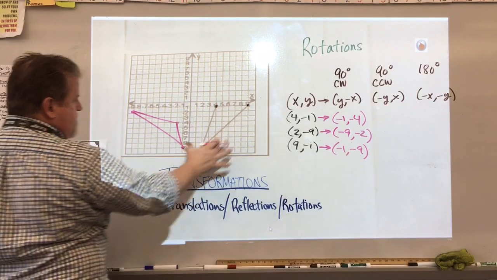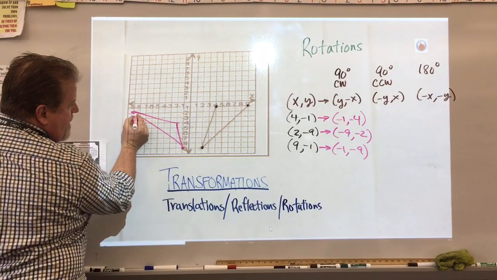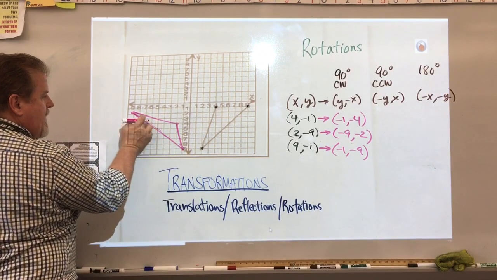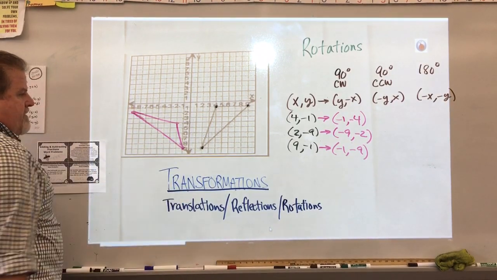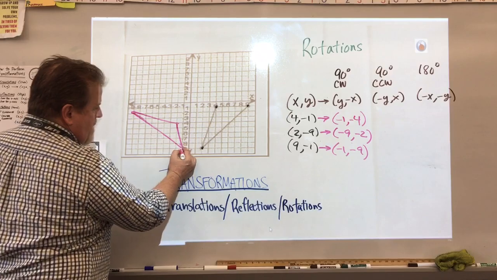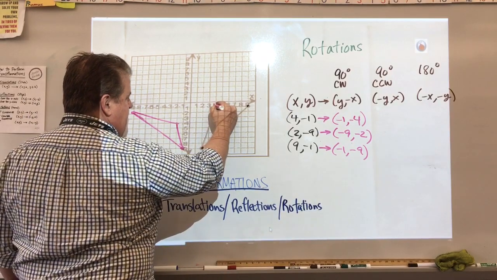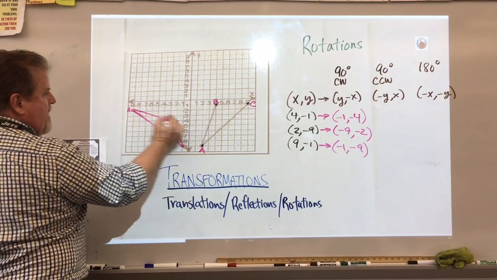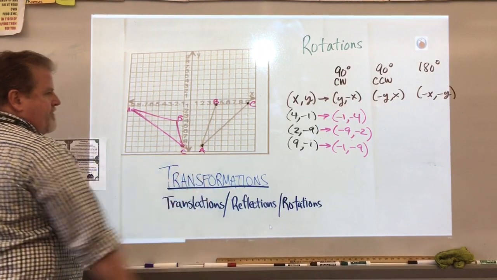So if we took this and we spun it this way, the drawing's a little bit off, but there, that's better. Okay, I'm going to go ahead and label these points A, B, and C, and you're going to see that that's going to be A, B, and C.